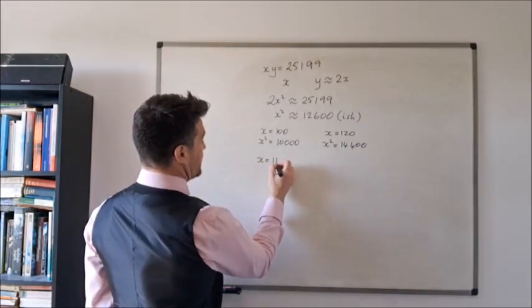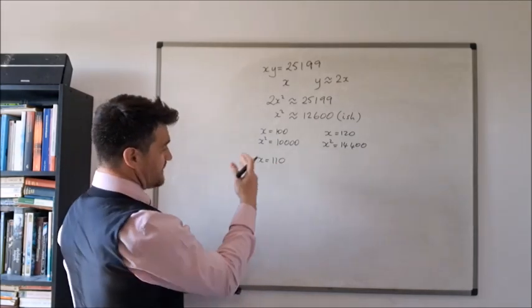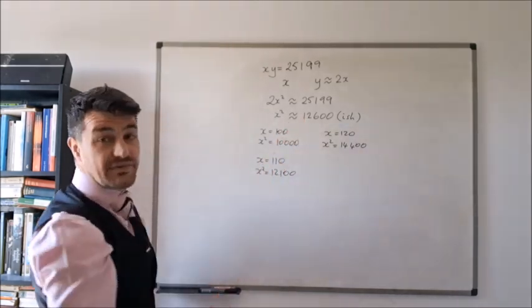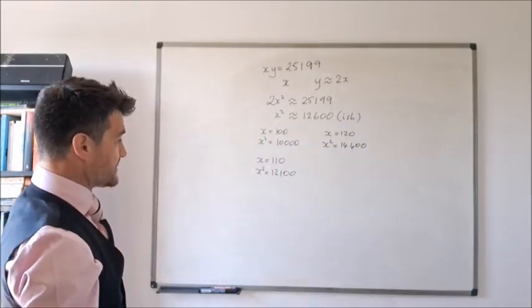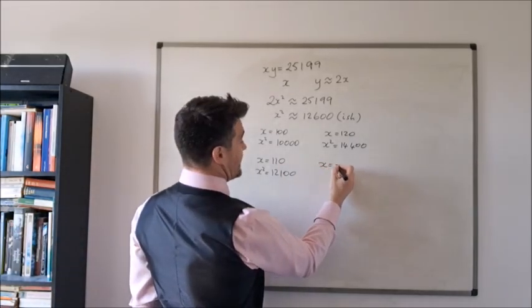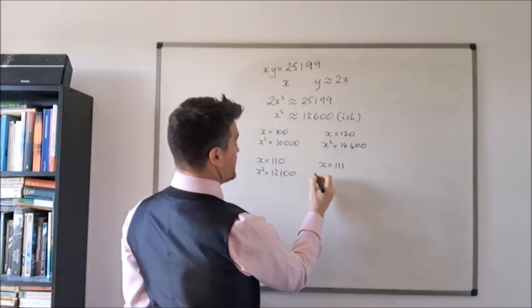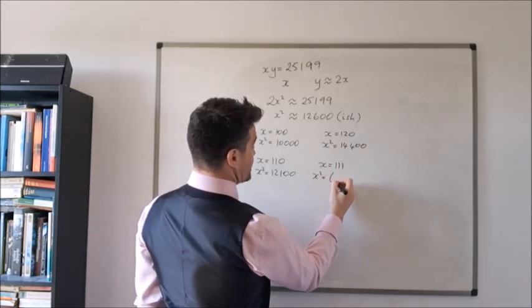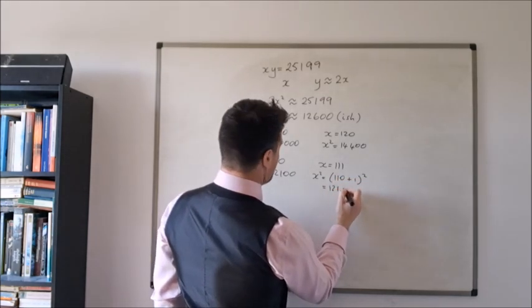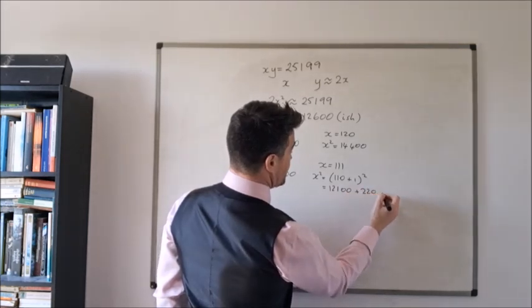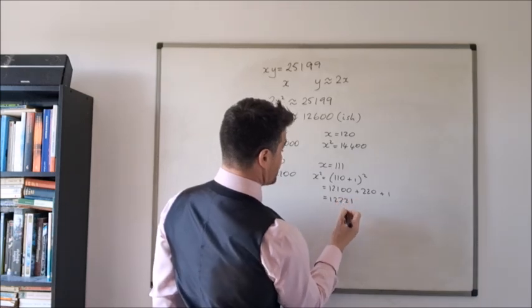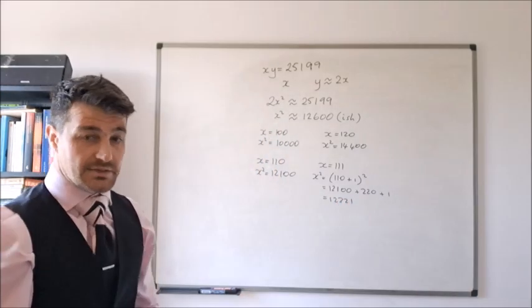x equals 110. So if x is equal to 110, then x squared is equal to 12,100. Oh, that's very close to 12,600. But let's just go a little bit higher. Let's go to x equals 111 just to see what happens. So in that case, x squared is going to be equal to 110 plus 1 squared, which is 12,100 plus 220 plus 1, which is 12,321, if I'm not mistaken.